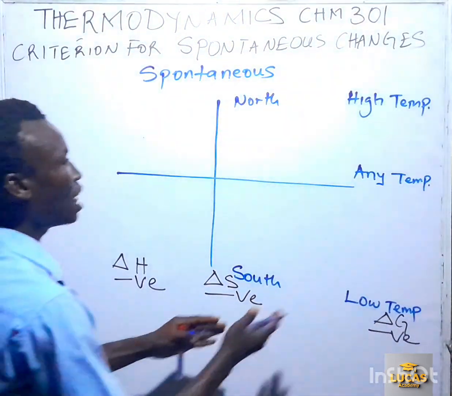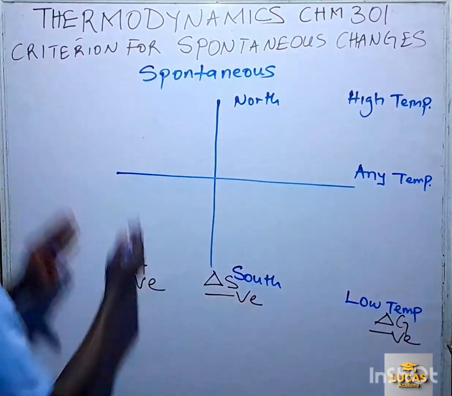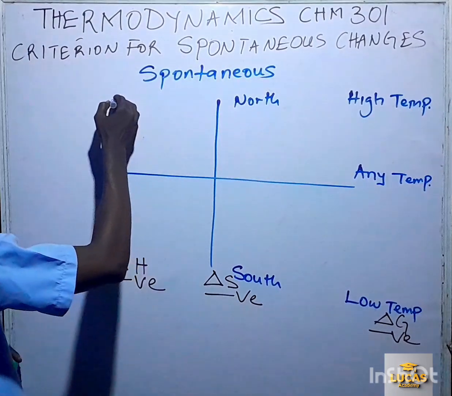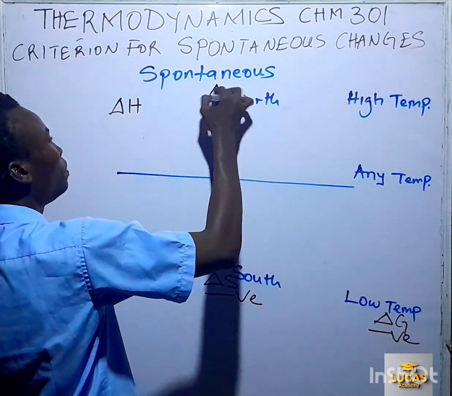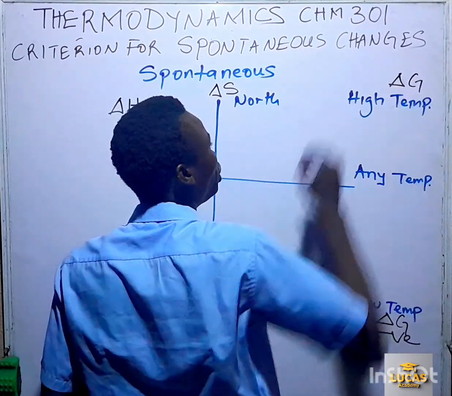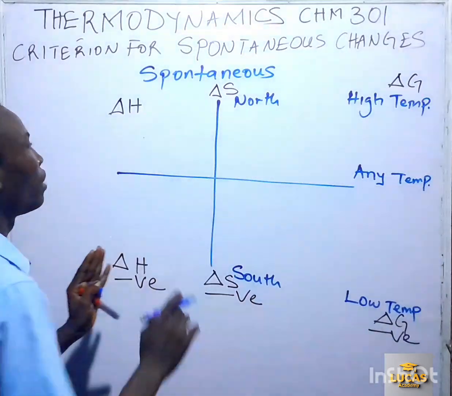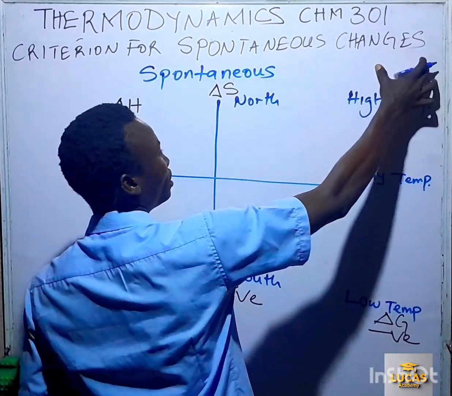Okay, now after that, you come to this upper region. This upper region here, you are going to do the same thing with what we have here. So this one will be delta H, while this one here will be delta S, and this one here will be delta G. Now, for each and every one of them there, if this one is negative, this one will also be what? Negative.